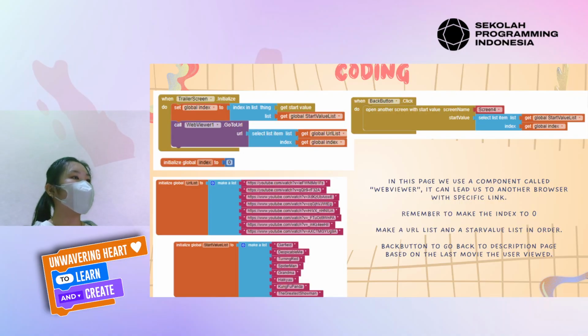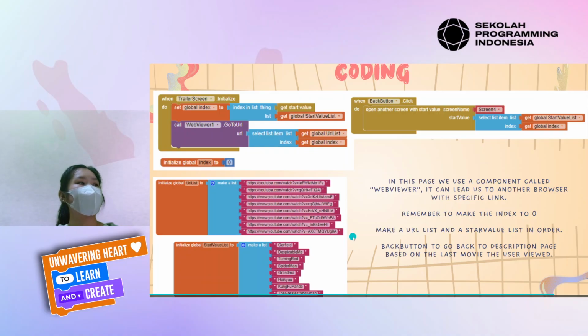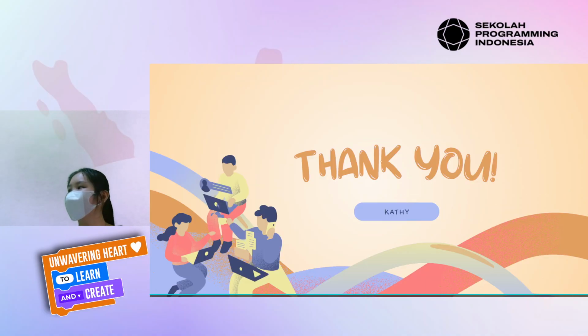In this page, we use a component called Web Viewer. It can lead us to another browser with a specific link. We make the global index 0 and make a URL list and start value list in order. The back button is to go back to the description page based on the last movie the user viewed. Next. Yeah, that's all. Thank you.